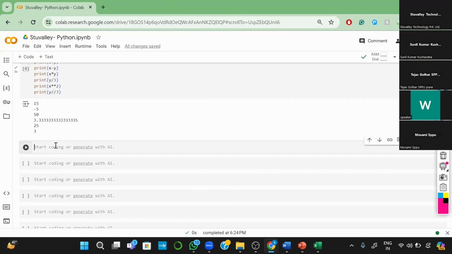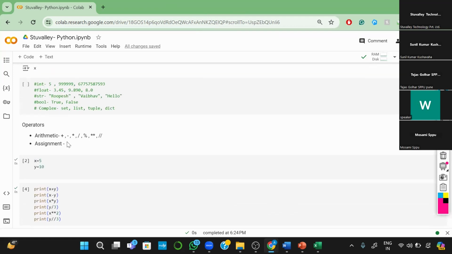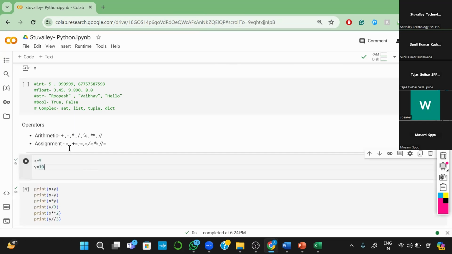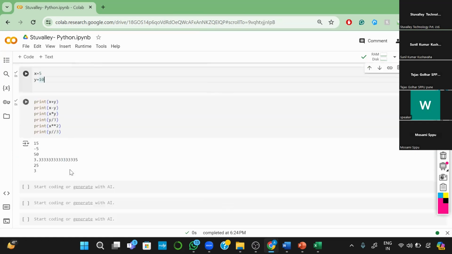Now let's talk about other operators that we have. These are assignment operators. In case of assignment operators, we have different types of operators. This equal to is the simple assignment operator. There are complex assignment operators like plus equal to, subtraction equal to, and then there is multiplication equal to or division equal to. I'll explain each one of them, don't worry. Then there is exponential equal to and floor division equal to.